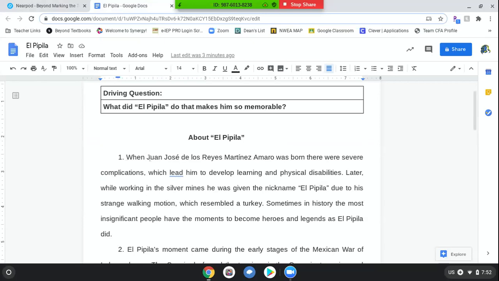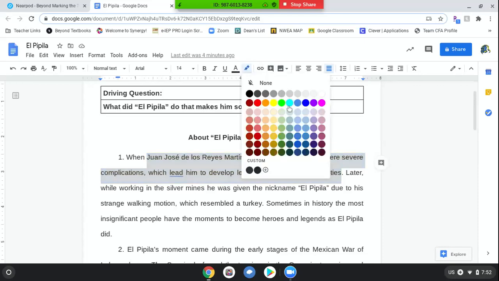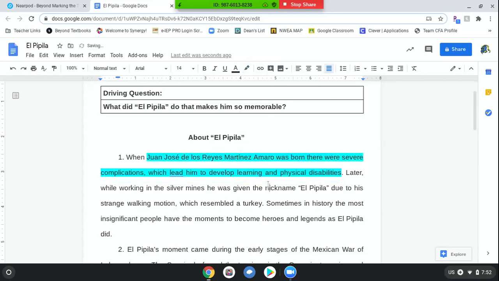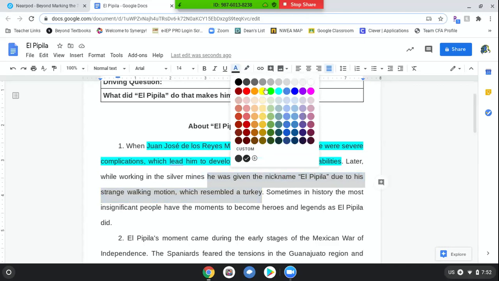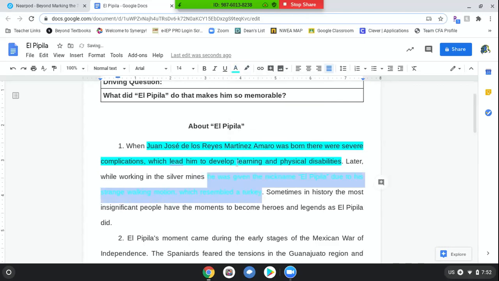So first, I'm going to highlight the name and what he did, which was being born with severe complications, with severe learning and physical disabilities. And then I'm going to go over here to where it says highlight, and I will pick a light blue highlighter this morning. And so that will remain highlighted. He was also then given the name El Pipila because of a strange walking motion that resembled a turkey. Again, it's just telling us more about the name, Juan José Los Reyes, and what he did.